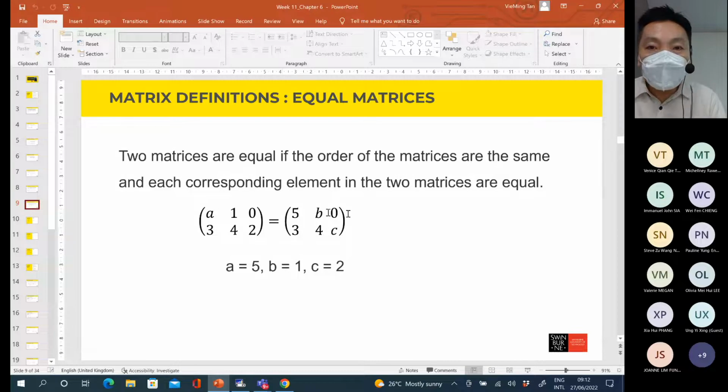How about B? B is equal to 1, right? Because B is at row number 1 and column number 2, which is the same as this location. So we can conclude B is equal to 1. C is equal to 2, right? Because C is located at row number 2 and column number 3, which is this number.